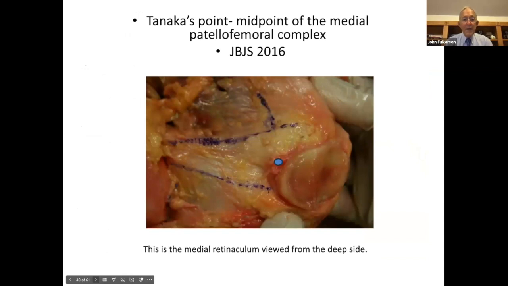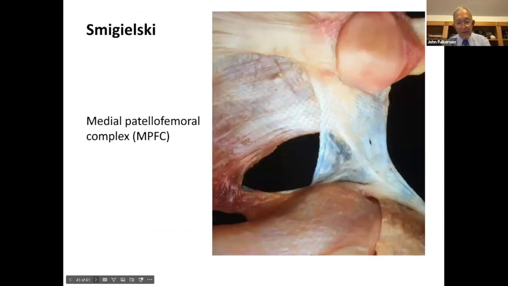And here's the midpoint of the medial patellofemoral complex that Dr. Tanaka described in 2016. It's right there at the proximal patella. Next slide. That's viewed from the deep side. This medial complex is very complicated, but essentially Tanaka's point defines where we need to attach these grafts. Next slide. Next slide.